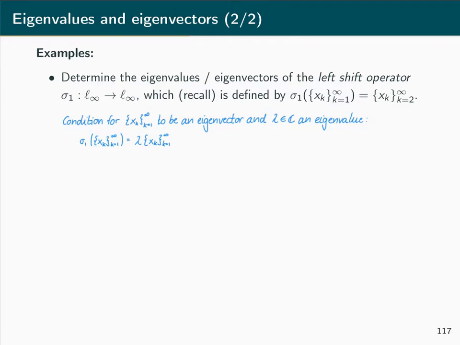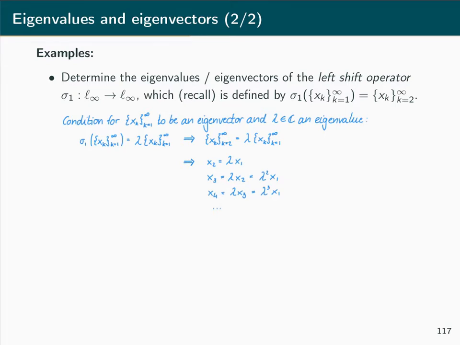Well, we use the condition stated in definition 7.2 for the eigenvector and eigenvalue, where in this case the eigenvector is of course a sequence, and the condition reads as sigma 1 of the eigenvector must be equal to lambda times the eigenvector. Substituting the value for sigma 1 of the sequence, we obtain this expression, which we can now break down into the single elements of the sequence.